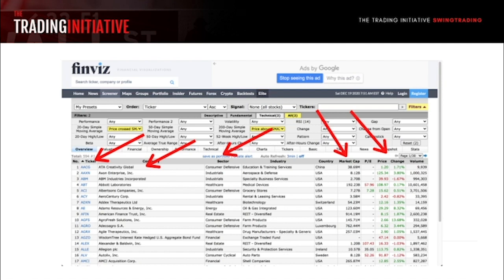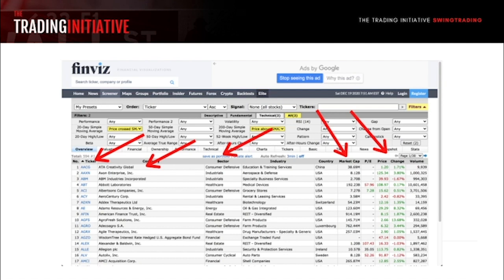Now you get tickers. Look at all of these. Every single ticker that comes up is in an uptrend. Where inside that uptrend is up for debate. And this is where you actually start pulling these tickers up and looking at them on your charts, which we're going to in a second. But this is a very basic filter to scan for stocks and companies that are in an uptrend.